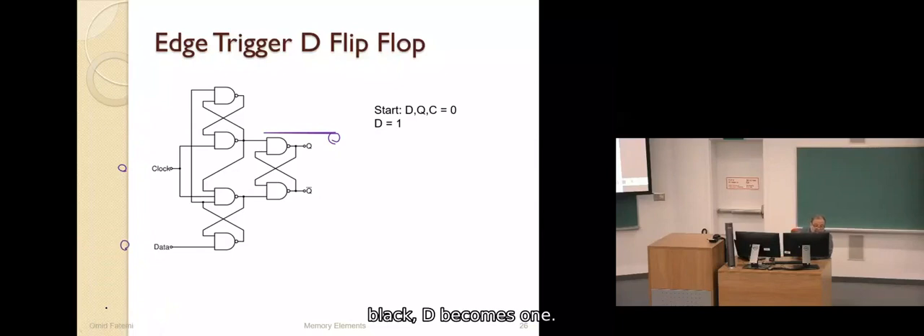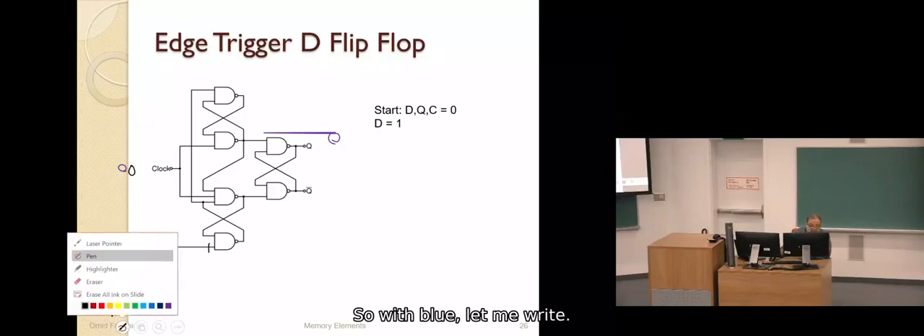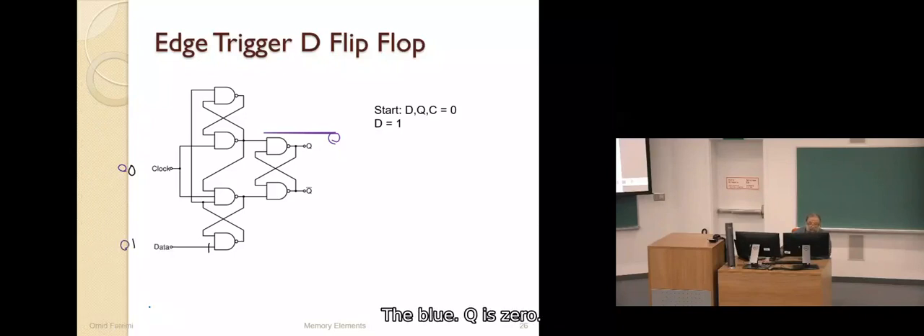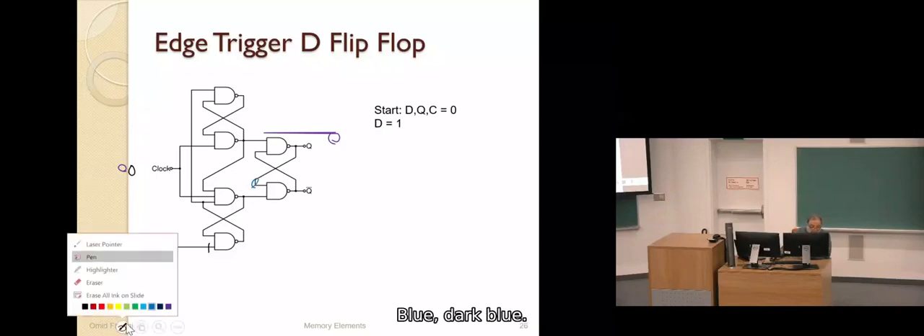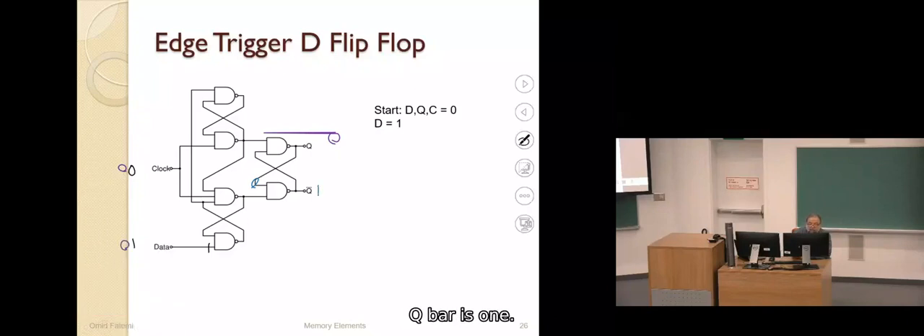Black. D becomes 1. Clock is still 0. So D is 1. And then what do we have here? Q is 0. With the blue, let me write with the blue. Q is 0. No, not blue, dark blue. Is it the one? Yes, that's the one. Q is 0. Q bar is 1. This is 1. This is 1 here.